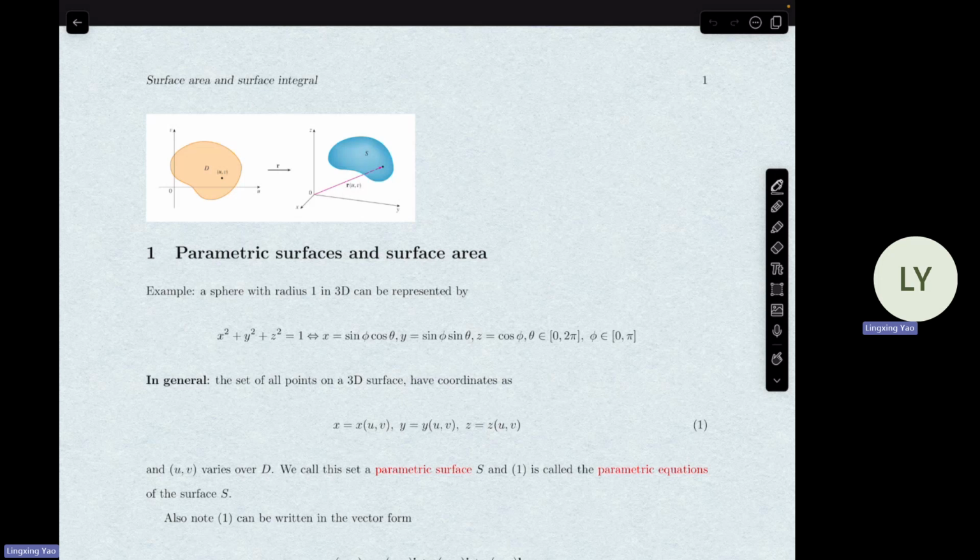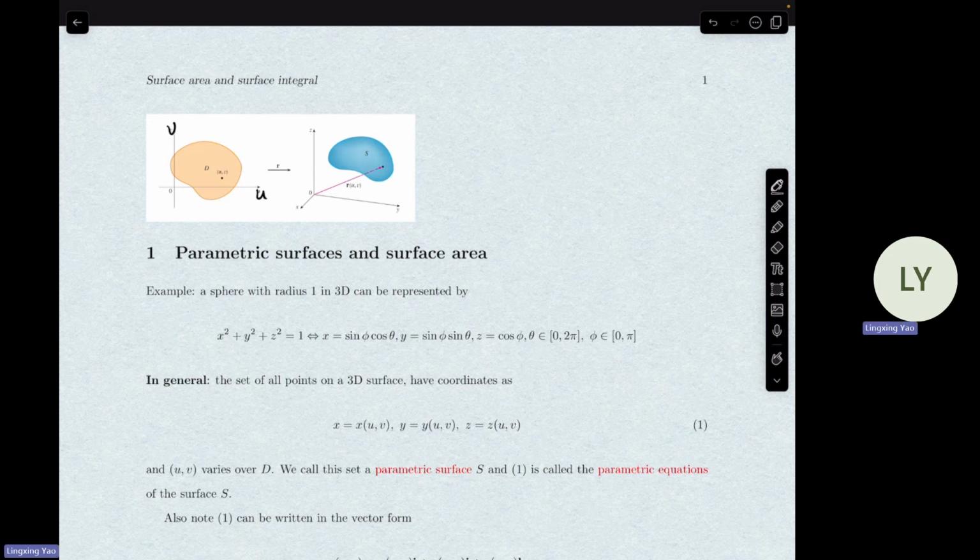In many cases, if you have the ability to visualize the object, it will be really, really helpful. For example, let's look at this. Suppose we have this UV plane, and there is a region D we can pick the pair of values u and v from.